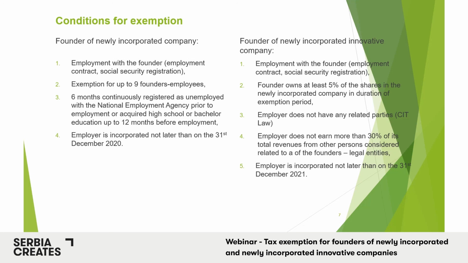The startup cannot have any related parties. That's an important thing. So it cannot be a part of a group of affiliates, and it cannot earn more than 30% of its total revenue from other persons who are considered to be related to any of the founders. In order to benefit from this incentive under current law, you need to be established by the end of this calendar year, 2021.